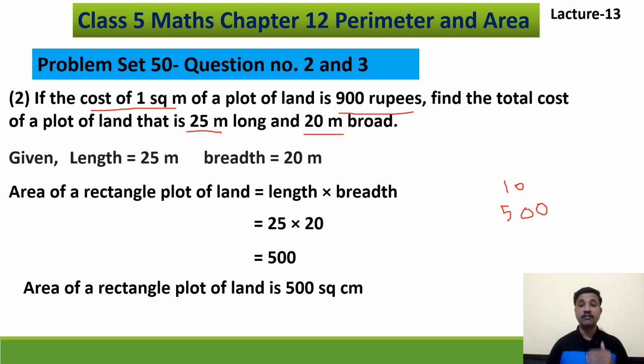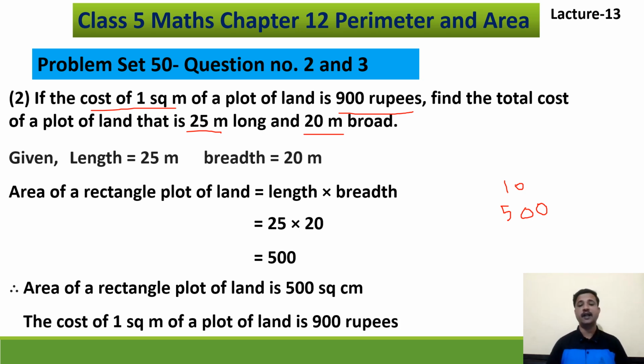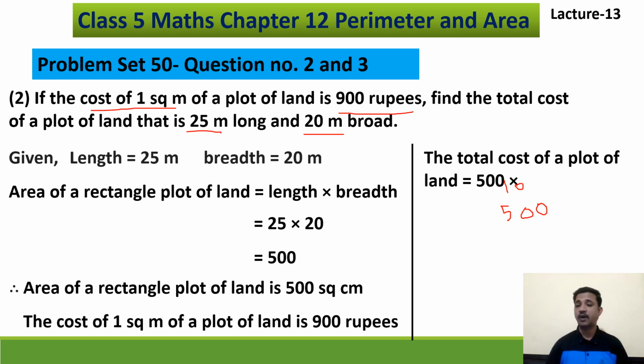We have to find the total cost of the plot of land. Total cost काढायची आपल्याला, बरोबर आहे. आपल्याला काय करायला लागेल? एरिया मल्टिप्लाय प्राइस, मतलब cost. Okay, so area is 500 and cost is 900. The cost of 1 square meter of the plot of land is 900 rupees. The total cost of the plot of land is 500 multiply 900. Let us calculate this.